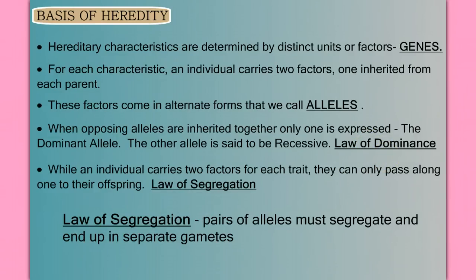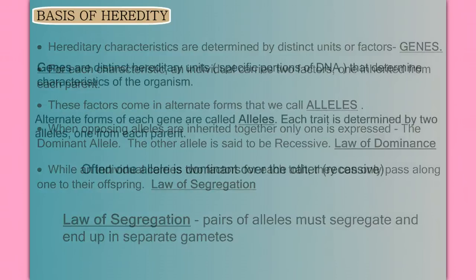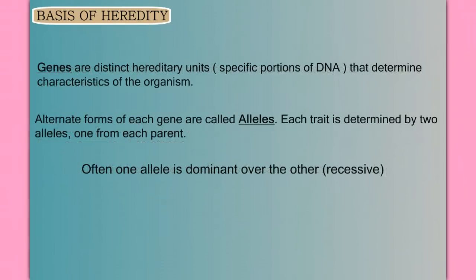Let's define a few useful terms. Genes are distinct hereditary units, specific portions of DNA, that determine characteristics of the organism. Alternate forms of each gene are called alleles. Each trait is determined by two alleles, one from each parent. Often one allele is dominant over the other. Using this information, let's revisit these crosses and look at them in a different way.